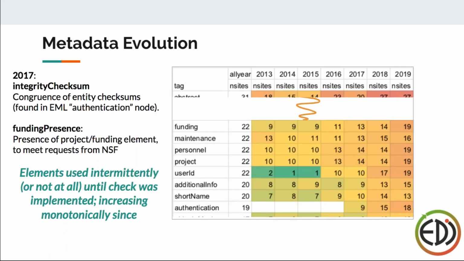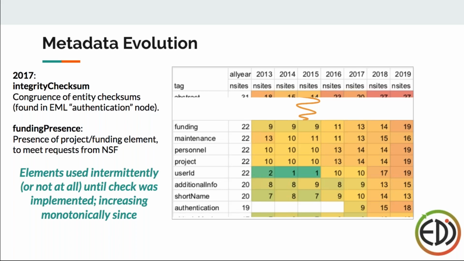This is another way to look at how the metadata has evolved over time. From one of those earlier plots, you saw that there have been additional checks added since the first ones came out. And what you see here is that in 2017, we added 2 new checks, one to look at the integrity checksum of a data entity. And what you'll see here, if you look at the bottom row that has the white bar in it, I can't walk over there and point because I'll leave the mic. But nobody was using this element in any EML at all. Sorry, I should back up.